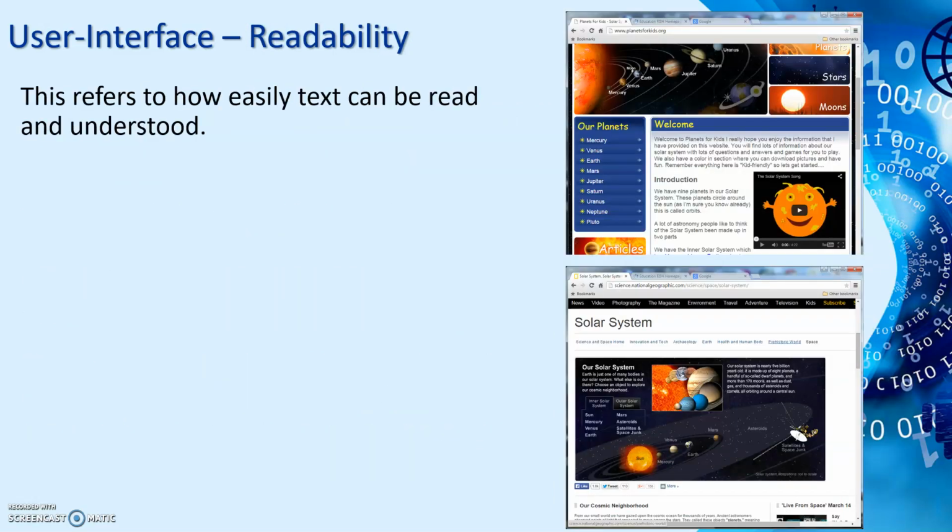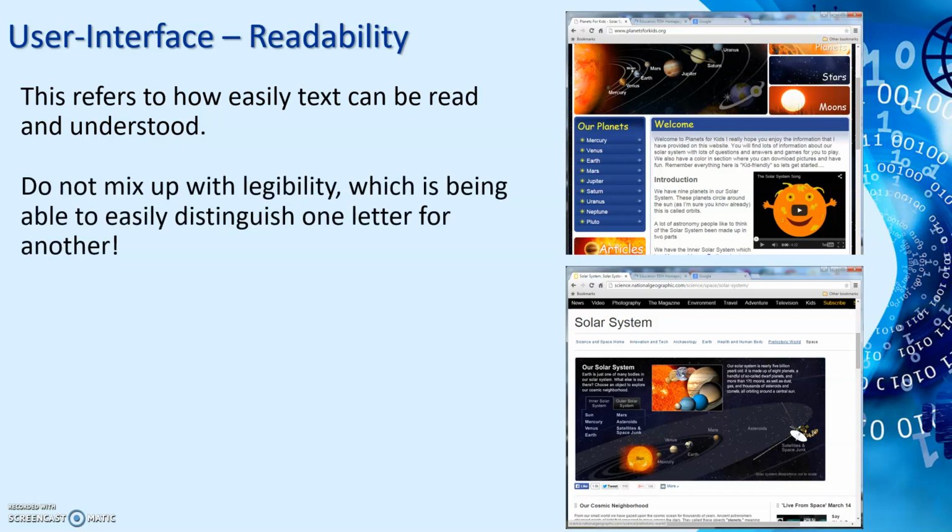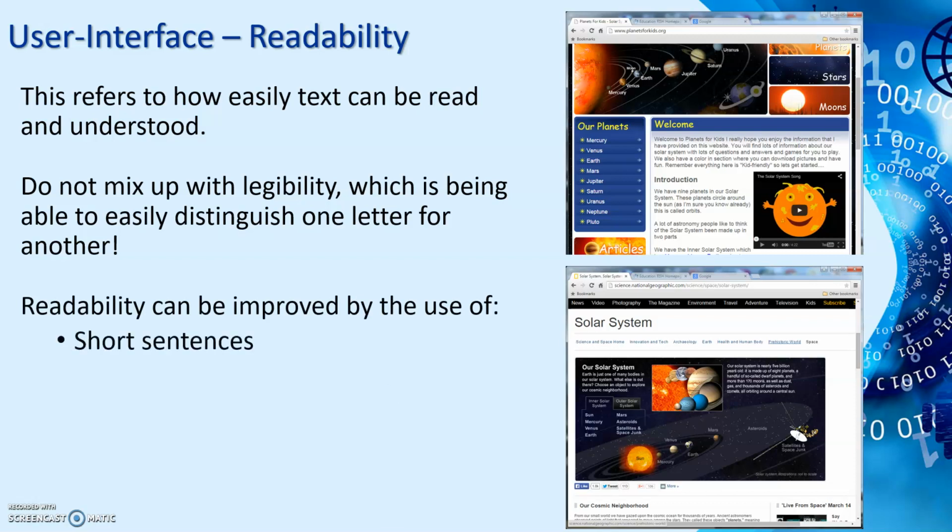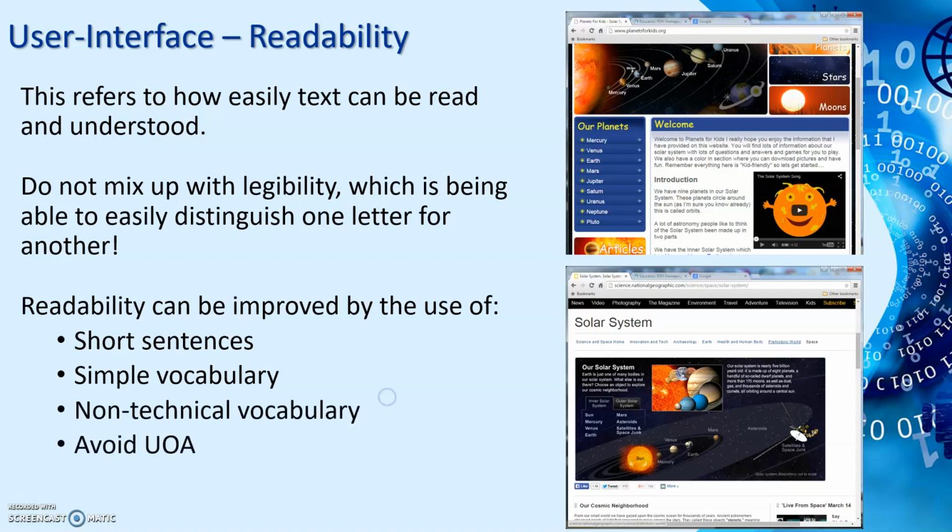Then the next thing we want to look at about the user interface is readability, and that refers to how easily text can be read and understood. Now don't mix this up with legibility, which is actually being able to distinguish one letter from another. We're talking about being able to understand. So you could improve your readability by including short sentences, by using simple vocabulary, by using non-technical vocabulary, and avoid UOA.